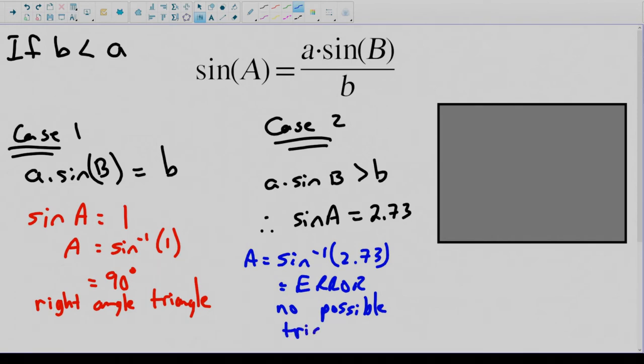Now, what's nice about those two cases is that even if a student doesn't even think of ambiguous case scenarios, if you start doing case 1, you're going to end up with a 90-degree angle, and that's going to just show you, oh, okay, it's a right angle triangle. If a student doesn't consider case 2 and that happens, they're going to end up with an error. And obviously, if you end up with an error on your calculator, you're going to stop and say, okay, what did I do wrong? I hope at that point that student would understand and have seen the ambiguous case possibilities.